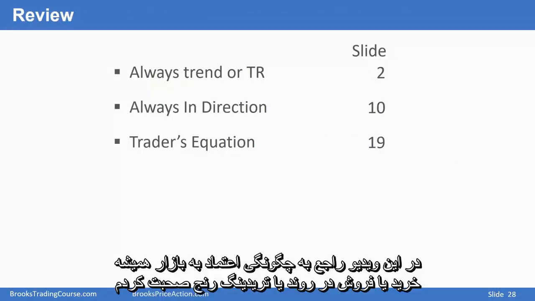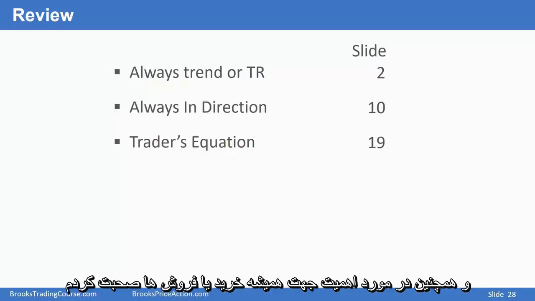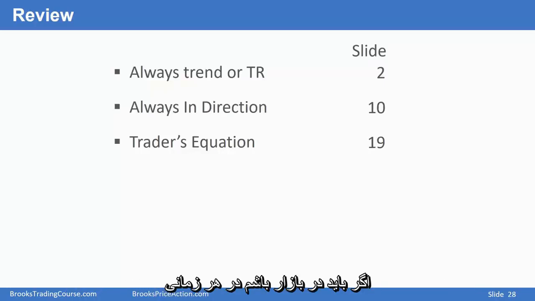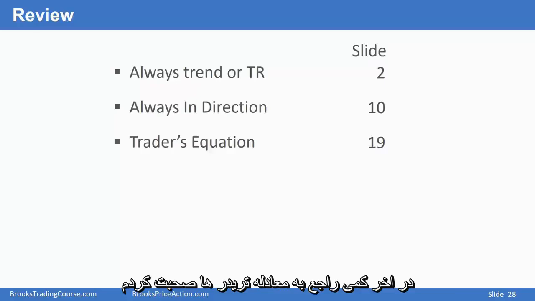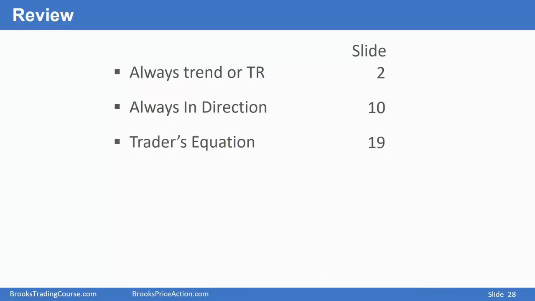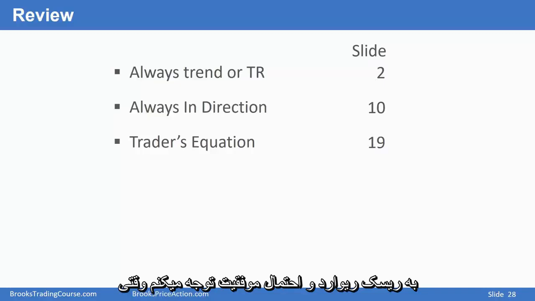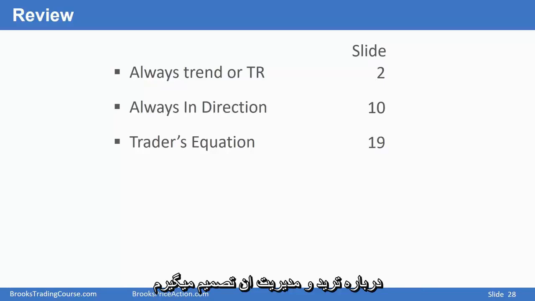In this video, I talked about how charts are always either in a trend or in a trading range. And I talked about the importance of the always in direction. If I have to be in the market at any time, do I want to be long or short? What's the direction that more likely will lead to a profit? Finally, I talked a little bit about the trader's equation. The math has to be good. Pay attention to the risk, the reward, and the probability when I make a decision to take a trade and make decisions on managing the trade.